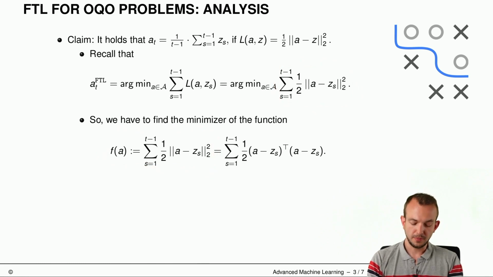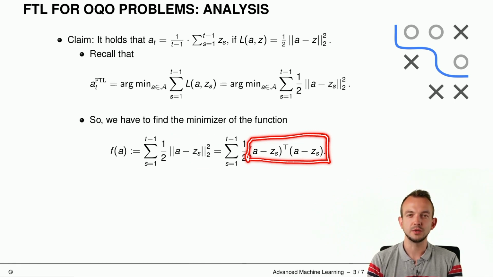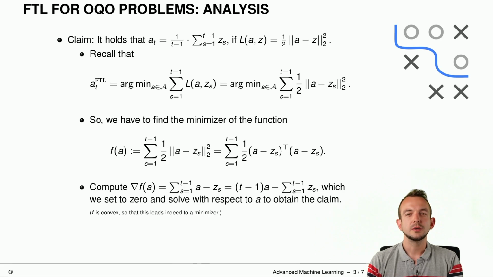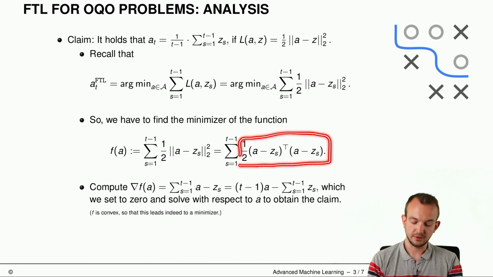All right, so the Euclidean norm, or rather the squared Euclidean norm, can be expressed as the inner product of the vector with itself, which we have there, and the vector we have here is a minus zs. So here you have the inner product of a minus zs with a minus zs. Okay, and we can compute the gradient of this function. So what's the gradient of this quadratic function here? Well, it's nothing else than a minus zs.